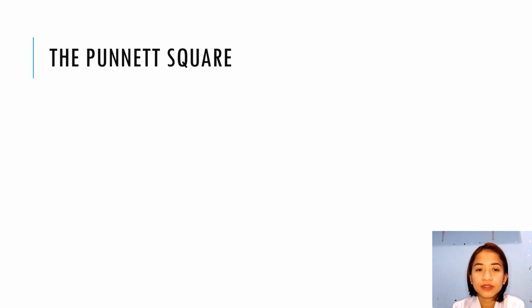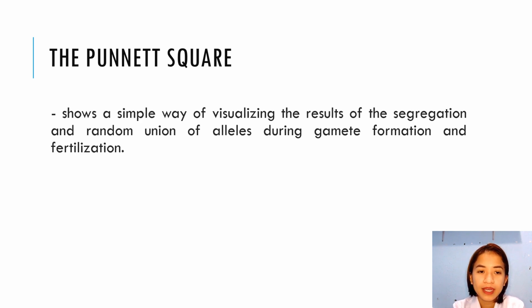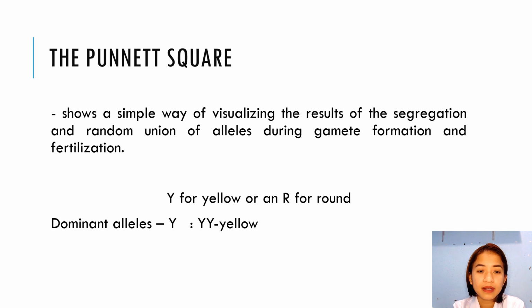Before we move on to the two laws of Mendel, we will tackle first the Punnett square. It shows a simple way of visualizing the results of the segregation and random union of alleles during gamete formation and fertilization. For example, the alleles Y for yellow or R for brown. The dominant alleles are represented by capital letters, Y for yellow. For the recessive alleles, a lowercase letter, y for green.